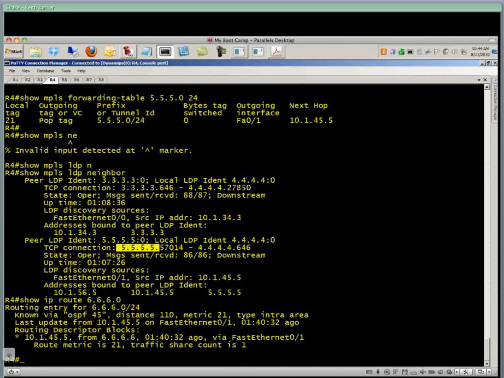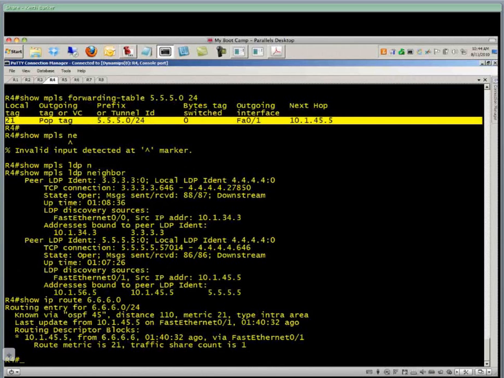We're going to cover a lot more of this in a lot more detail, but I wanted to show you, there's no magic to it. It's just a matter of identifying the next hop from the routing table, which LDP neighbor has the next hop, and that's how you make the forwarding decision of what the next hop is going to be from an MPLS label perspective.